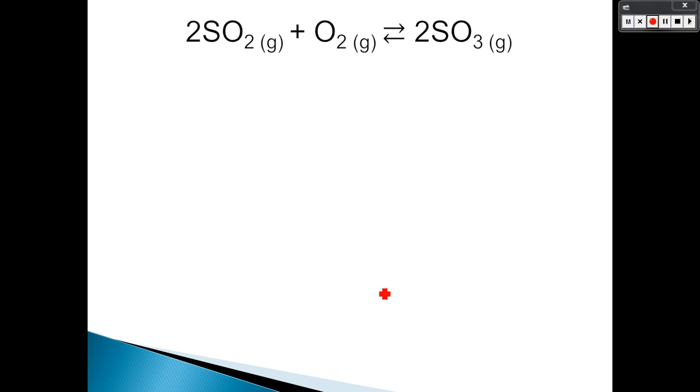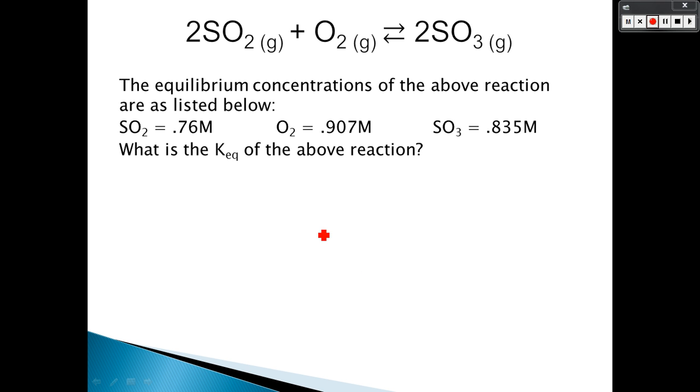So here we have an equation, 2SO2 plus O2 forms 2SO3. This was the reaction we've been working with. The equilibrium concentrations of the above reaction are listed below. SO2 is 0.76 molar, O2 is 0.907 molar, SO3 is 0.835 molar. What's the Keq of the above reaction? So go ahead, pause the video, calculate it, and then check your work.